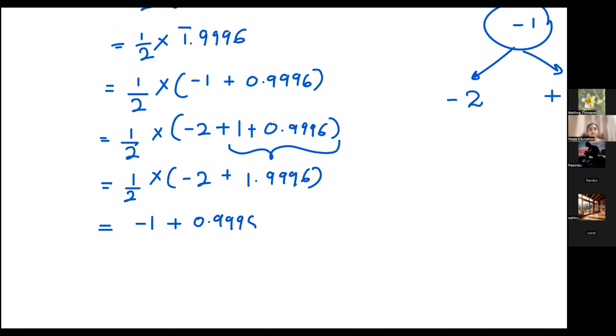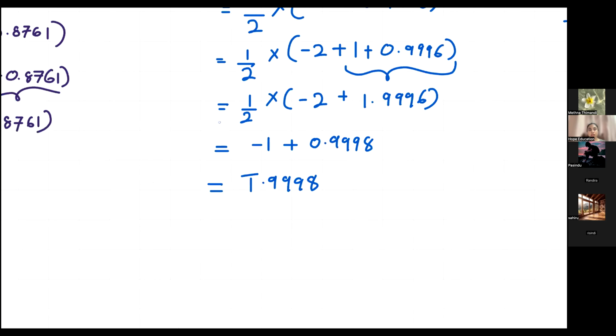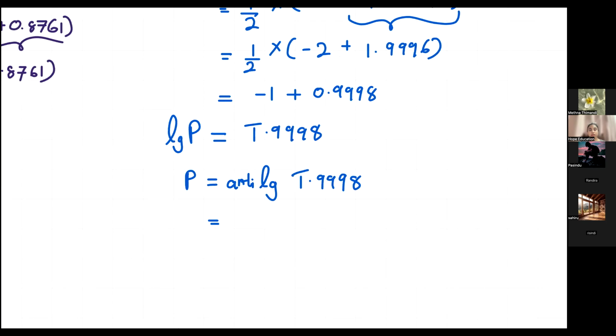Now when I combine these two, I get bar 1.9998. Now this is still log P, right? If I want to get P, I have to find the antilog of this. Okay, can you all find that for me? What is the answer to this?